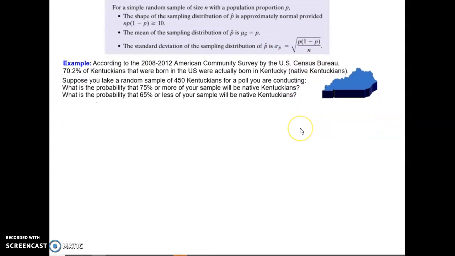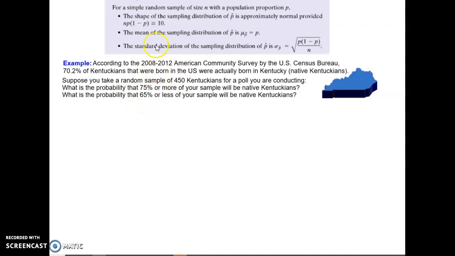Okay, so let's work this problem. According to the 2008-2012 American Community Survey by the U.S. Census Bureau, 70.2% of Kentuckians that were born in the U.S. were actually born in Kentucky. In other words, 70.2% of Kentuckians were born in Kentucky. They're native Kentuckians.